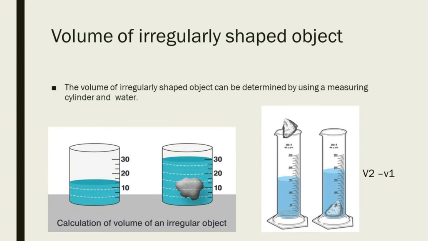This has to be done such that the stone does not touch the walls of the measuring cylinder. Now, the level of the water has risen. Note the volume of water. It is 30. And take it as V2. The volume of the stone is equal to the rise in the volume of water. So, what's the formula? It is V2 minus V1. So, 30 minus 10 is equal to 20. So, the volume of stone is 20.